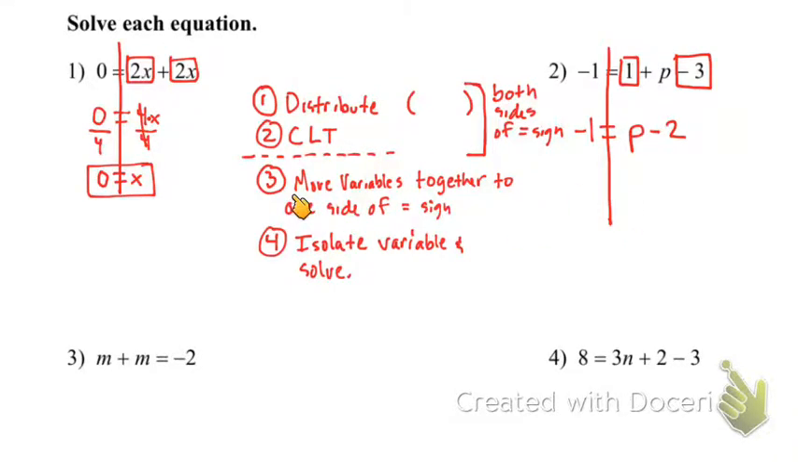So now we go here. Step 3. Do I have variables on opposite sides of the equal sign? And the answer is no. Therefore, I do not have to do step 3. Step 4 says, let's isolate our variable. Our variable's on the right side. We want to get it by itself. That means this 2 has to go away. What's the 2 doing? It's subtracting. The opposite of subtraction is addition. So we're going to add 2 to both sides.